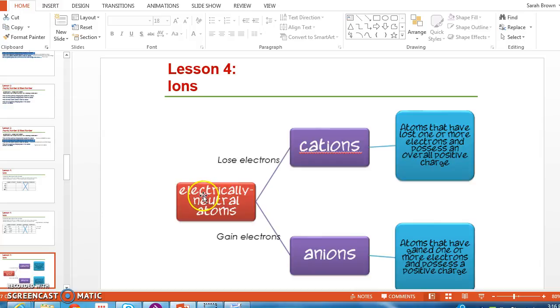This is a really good graphic organizer. So electrically neutral atoms lose electrons to become cations. They have an overall positive charge. Electrically neutral atoms gain electrons and become anions. And then this should say they have an overall negative charge, not positive. There's a typo there. So that should say negative.